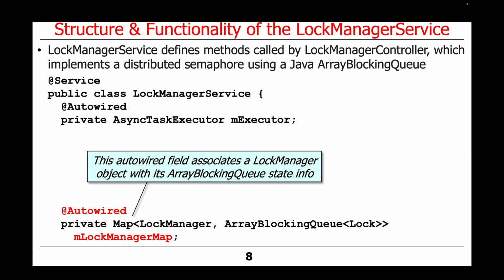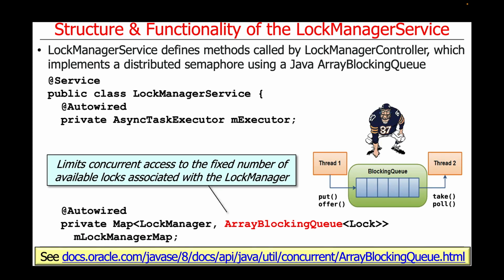There's a second auto-wired field in the LockManager service called LockManager App that is used to associate a LockManager object with its corresponding ArrayBlockingQueue state information. So let's break this down a bit. Let's talk first about what ArrayBlockingQueue is.